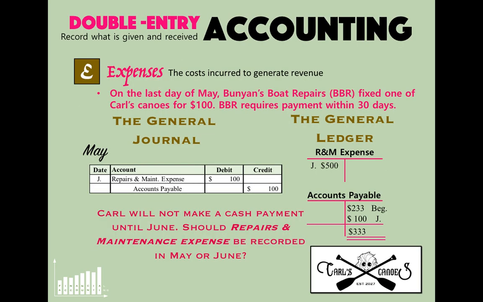So, Carl is obligated to pay Bunyan's Boat Repairs once they have done the work. When did they do the work on Carl's boats? On one of Carl's boats here, canoes? They did it in May. And so repairs and maintenance expense has to be recorded in May. But he's not going to pay it until June, so we record a credit to accounts payable.